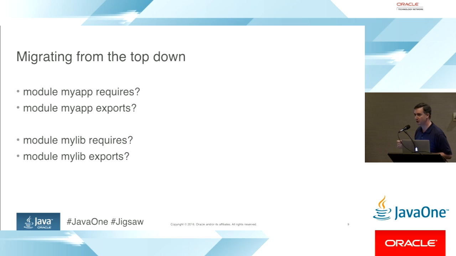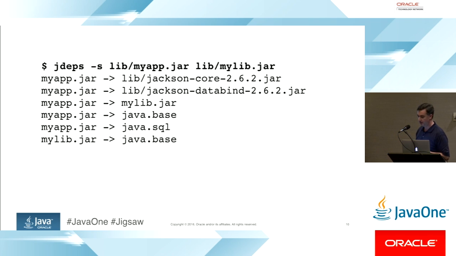Whenever you see a module, you should ask 2 questions. What does it require, and what does it export? Let's ask that for each of our prospective modules, myapp and mylib. One way to find out what a module might require is to run jdeps on the jar file that you have. Jdeps is a tool in JDK 8 that analyzes classes in jar files and finds whatever classes they refer to in other jar files.